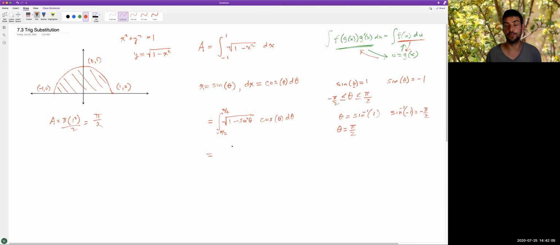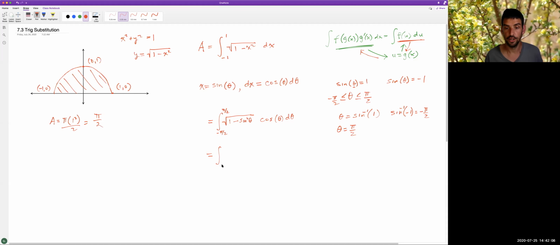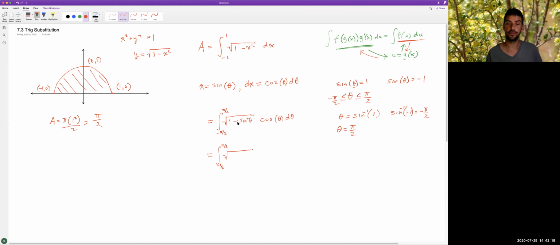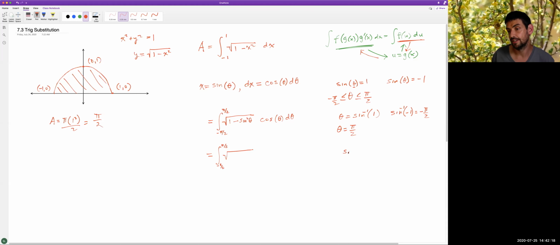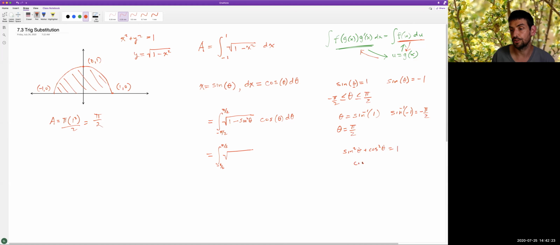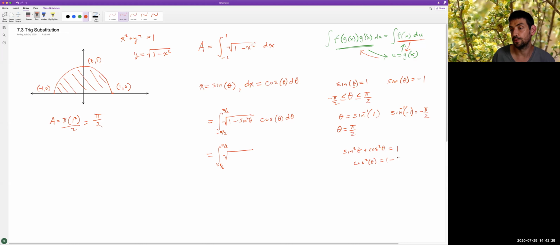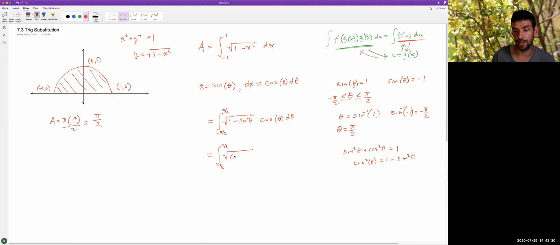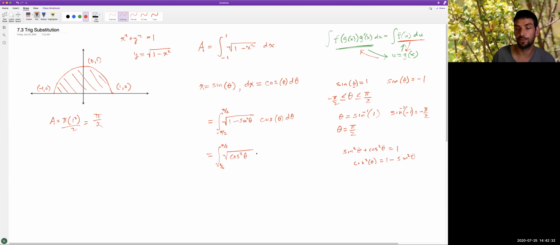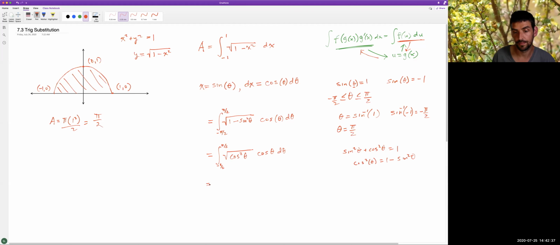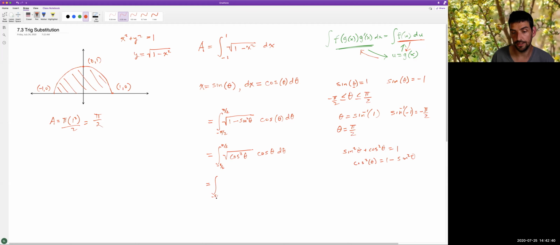All right, now let's deal with our integral. So I've got my bounds. I'm going to now use the trig identity, sine squared theta plus cosine squared theta equals 1, or cosine squared theta equals 1 minus sine squared theta. So I take 1 minus sine squared theta and make it become cosine squared theta, and I've still got cosine theta d theta. Okay. Carrying on.